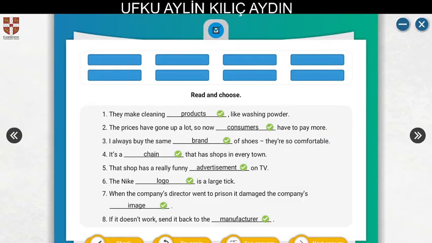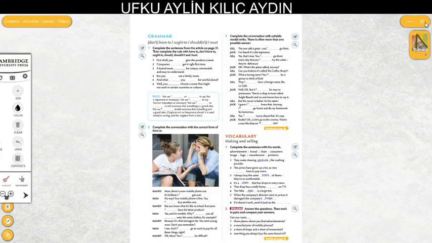These are the answers. Check your answers. Products, consumers, brand, chain, advertisement, logo, image, manufacturer. If you don't know the meaning of them, you can look them up in your dictionary.